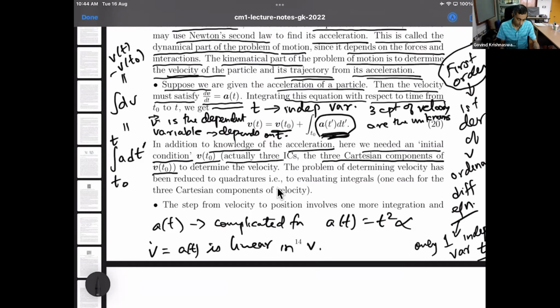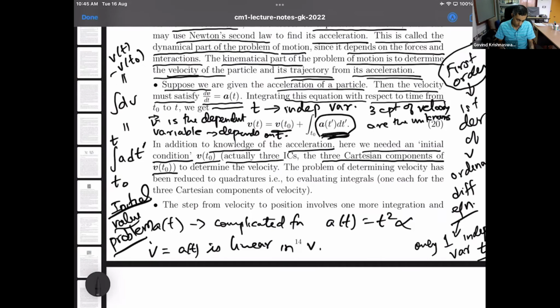So such a problem is called an initial value problem, in the sense that the initial value of the unknown is given to you, and you find the subsequent behavior of that quantity.